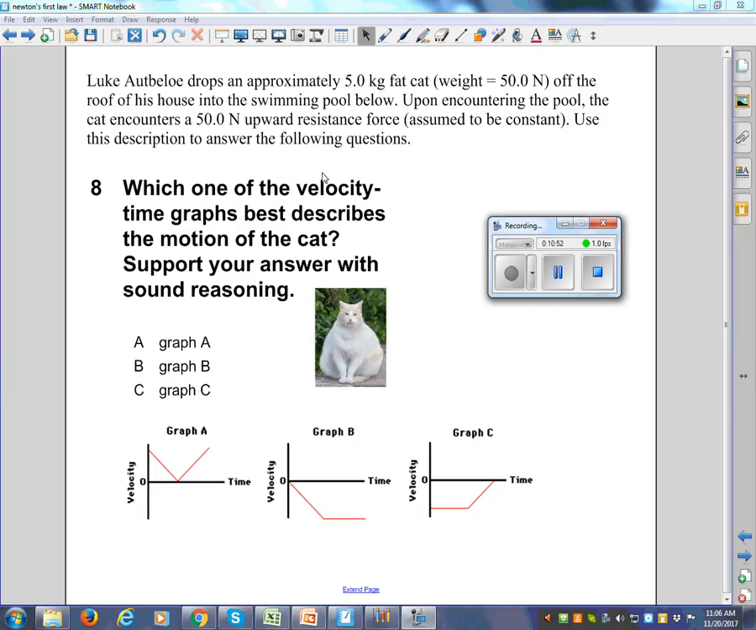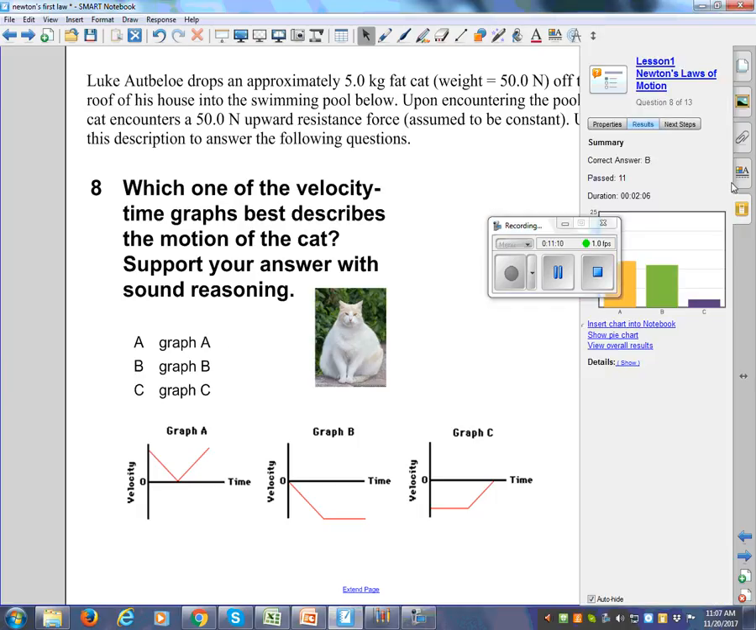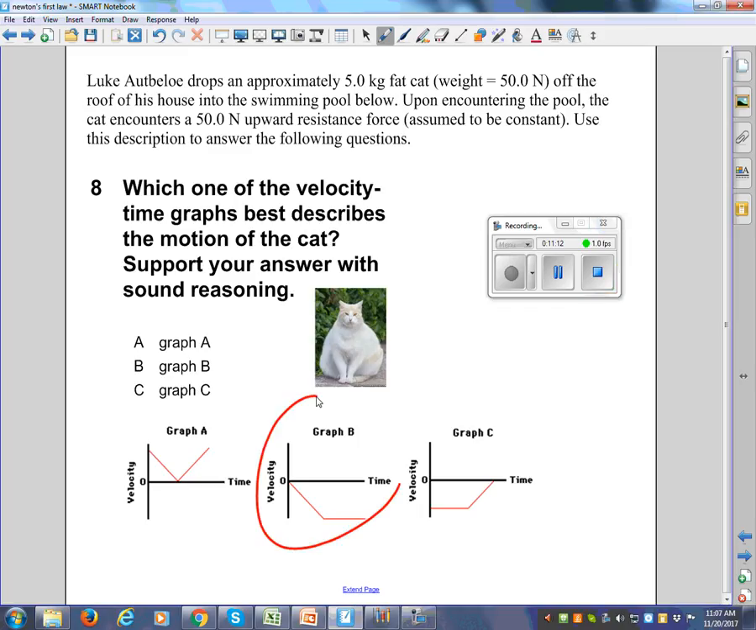So, how much does the cat weigh? 50 newtons down, right? Gravity. When he hits the water, 50 newtons up of water resistance, right? Okay, so which of the velocity time graphs best describes the motion of the cat? Is it A, B, or C? How many people got it right? Because the answer is B. Not that many. Why is it B?